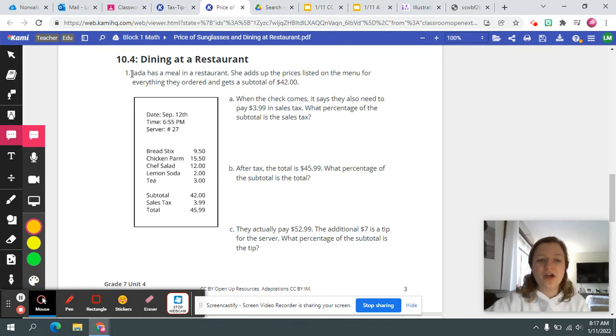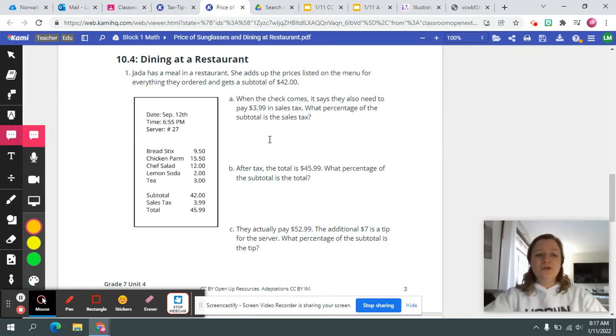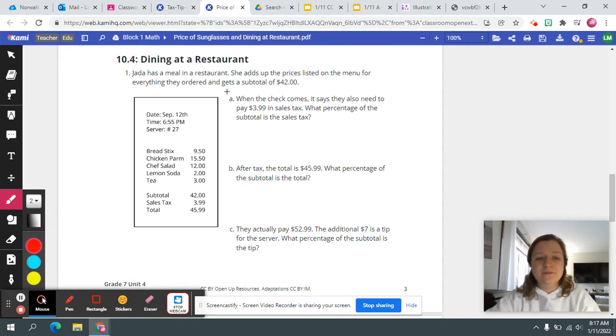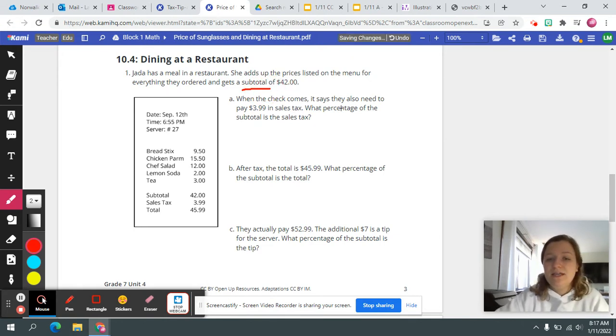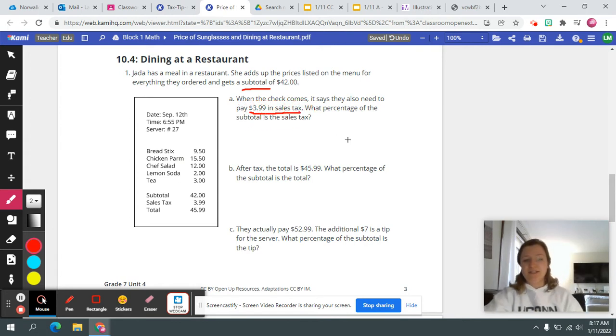So dining at a restaurant. Jada has a meal in a restaurant. She adds up the prices listed on the menu for everything they ordered and gets a subtotal of $42. So that word subtotal is important there. When the check comes in, it says they also need to put $3.99 in sales tax. What percentage of the subtotal is the sales tax?